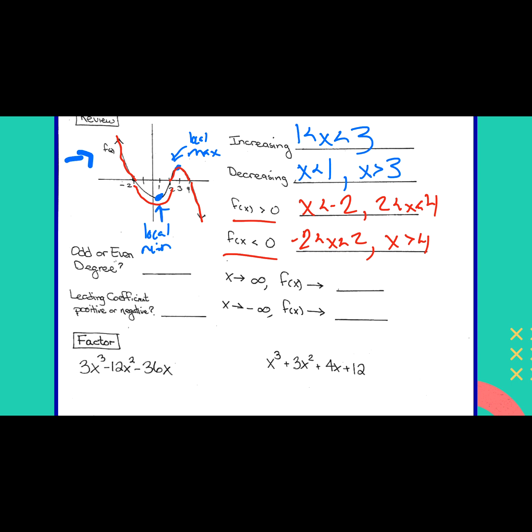Is any of this ringing a bell so far? Yes. Absolutely? Not. Okay. Well, kind of. We do. Yep. I mean, I remember the increasing and decreasing.